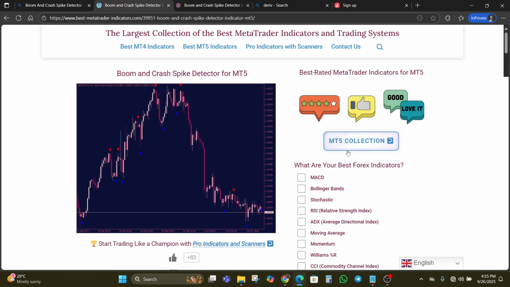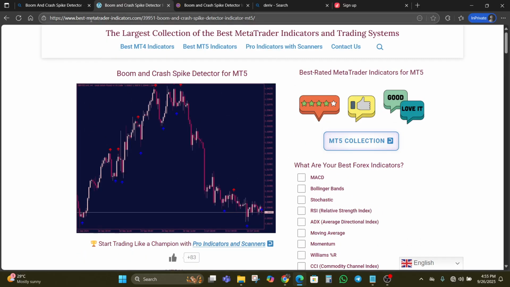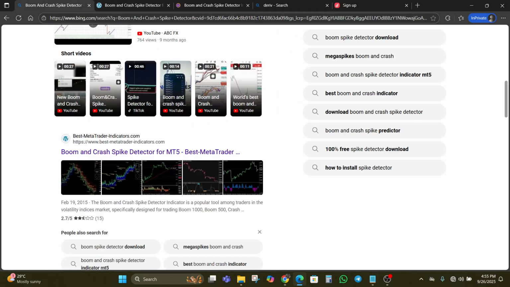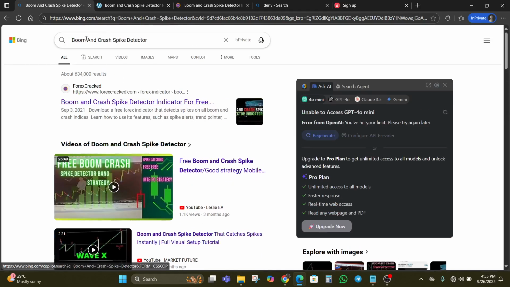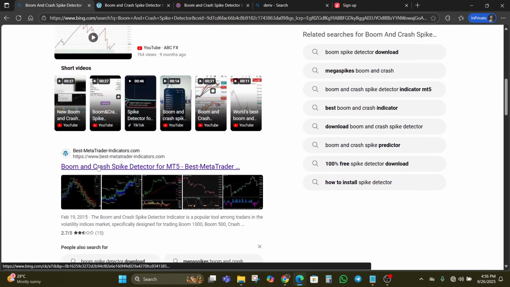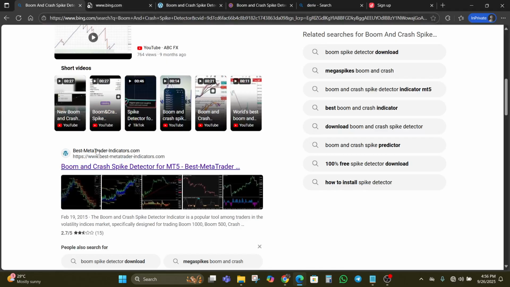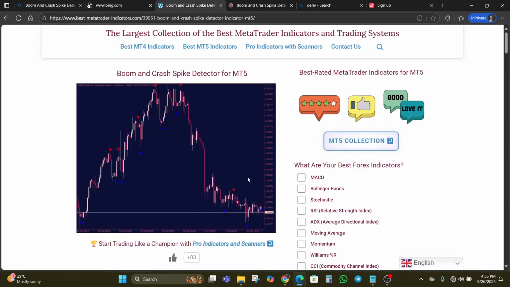You just have to install the boom and crash spike detector on your trading platform, and Best MetaTrader Indicator is one of the sites that you can get this indicator from. Just search for boom and crash spike detector. Then this is one of the websites that you can actually get the indicator from. So this particular site, this is it here opened.